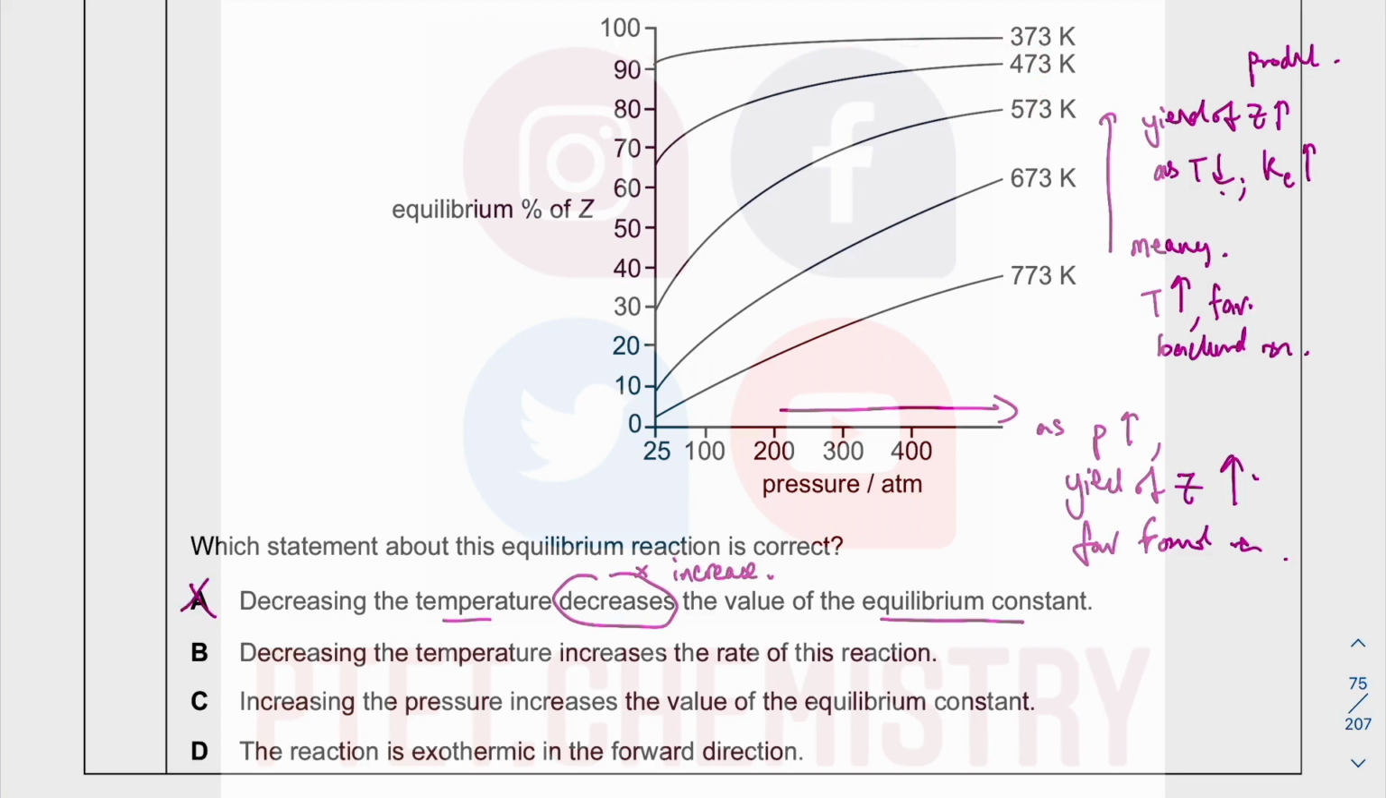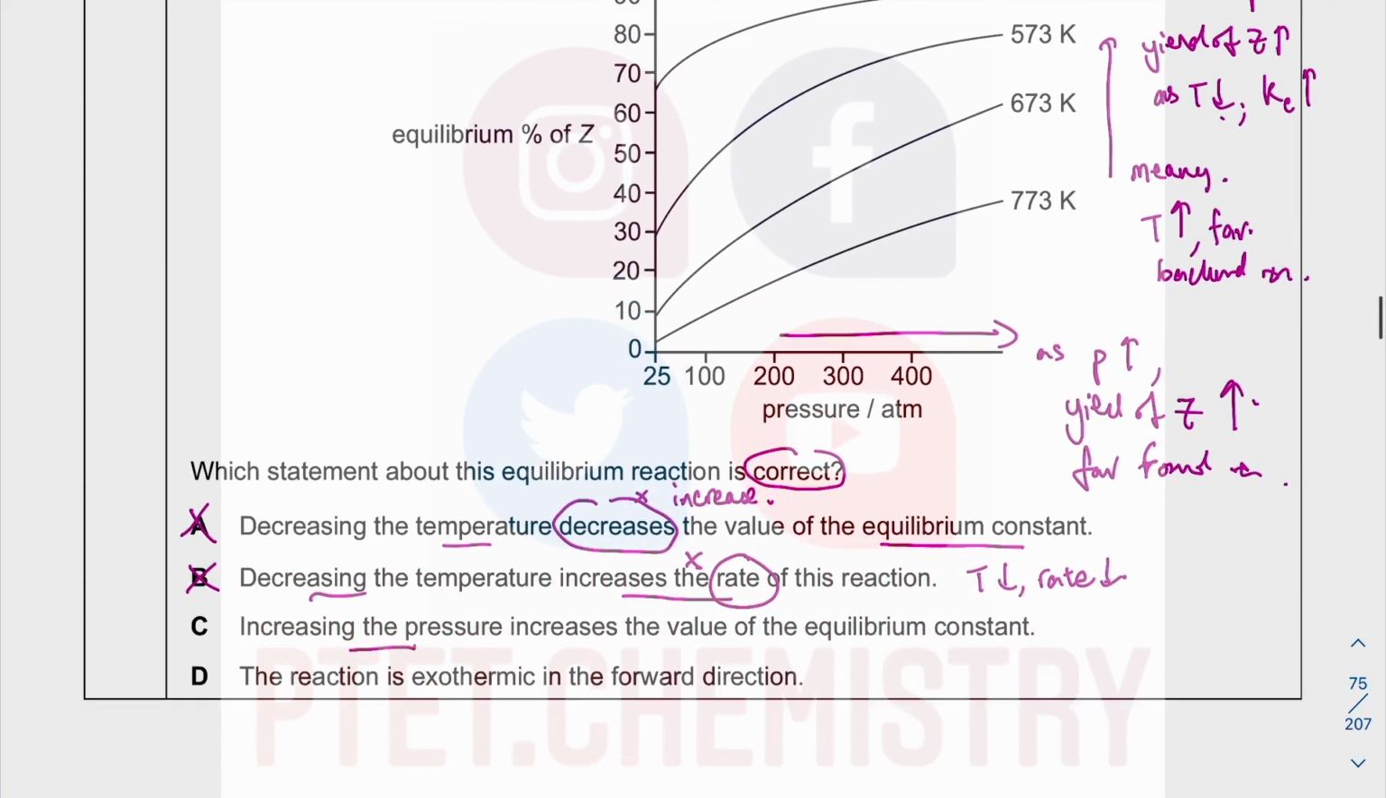Reading the graph, which of the following is correct? Decrease temperature, increase the rate. That is wrong, because when temperature decreases, your rate always decreases, because of collision frequency, because of how much kinetic energy your reacting particles will have. All about those things. Increase pressure, increase equilibrium constant. That is wrong. Only temperature can change Kc or Kp or any equilibrium constant. So changing pressure will not change the value of the equilibrium constant. Which means that your only option must be D.